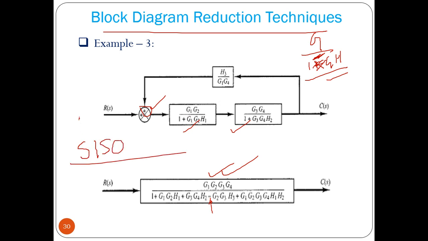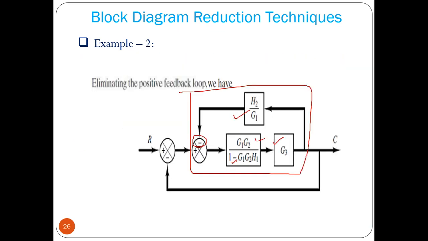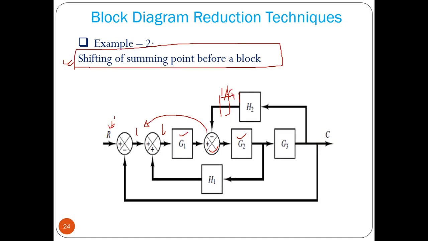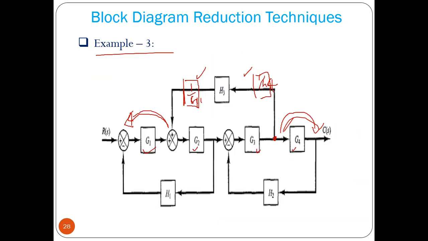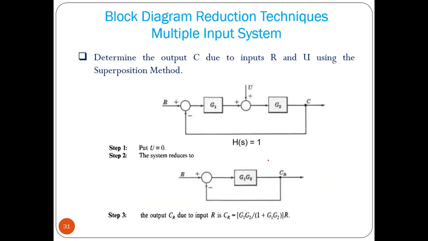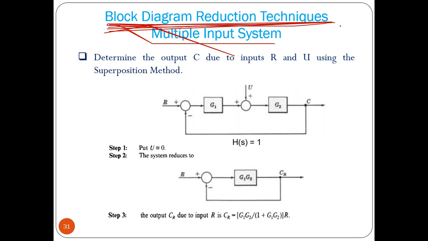SISO means single input, single output. So here we have only a single input R(s) and a single output. If you look into the block diagram, what we have is a single input, single output, and all these blocks are connected. So this is the example of a SISO system, single input, single output system. Now if we have a multiple input system, how can we solve it using the block reduction technique? That is the point now.